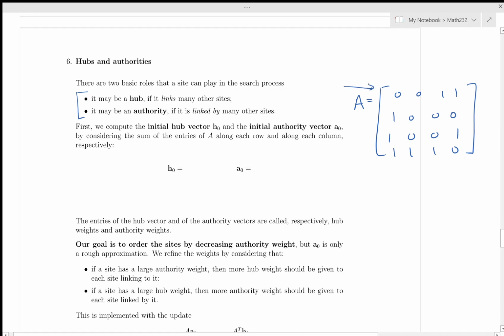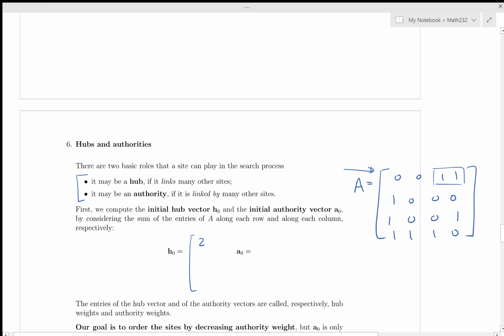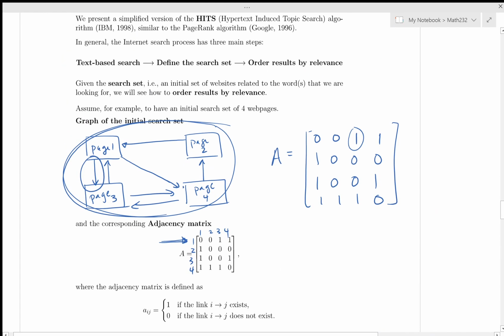So I'm looking here and I'm asking, how many sites does site 1 link to? And that answer is 2. I add these two things together, going across the rows. Let's scroll back up and see that in the picture. Site 1, page 1, links to 2 sites. There are two arrows, one right there and one right there. Okay, that is the sum of these two numbers right here.